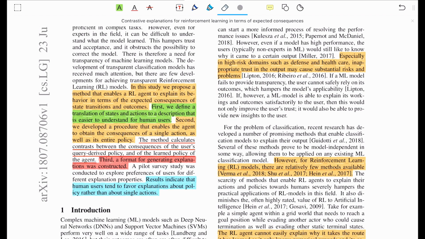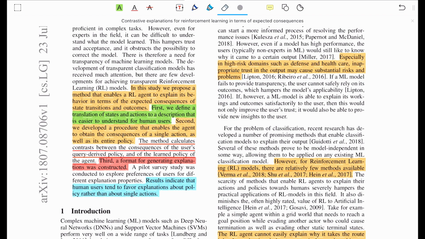Now we can move back to our abstract. Here I've already highlighted the important parts of this paper that they're going to talk about. So basically this paper has three things to give. First is they explain agent behavior in terms of expected consequences. So expected consequences can be thought of as, well, I did this action because these are the consequences I was looking for, and therefore I had to take this action.